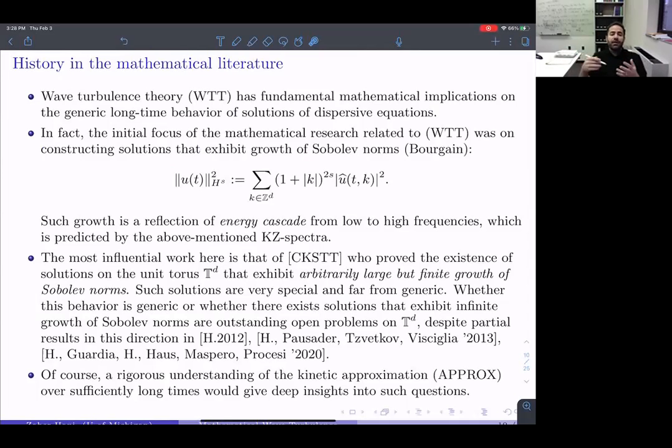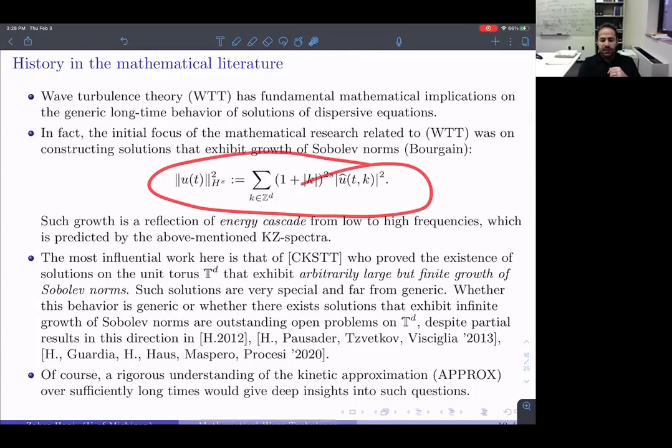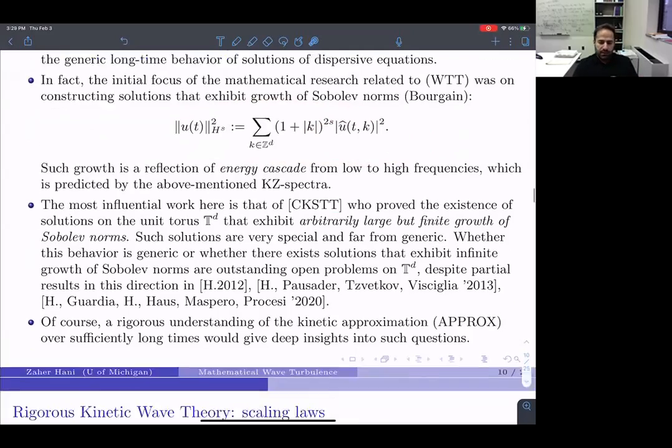So whether this behavior is generic, or whether there exist solutions that exhibit infinite growth of Sobolev norms, is an outstanding open problem for NLS on the torus, despite some partial results in those directions. Of course, the reason why we would like to understand this kinetic approximation is that it would give us very strong insight on this open problem, whether there exist solutions that exhibit infinite growth of the Sobolev norm, or whether this behavior is generic or not.